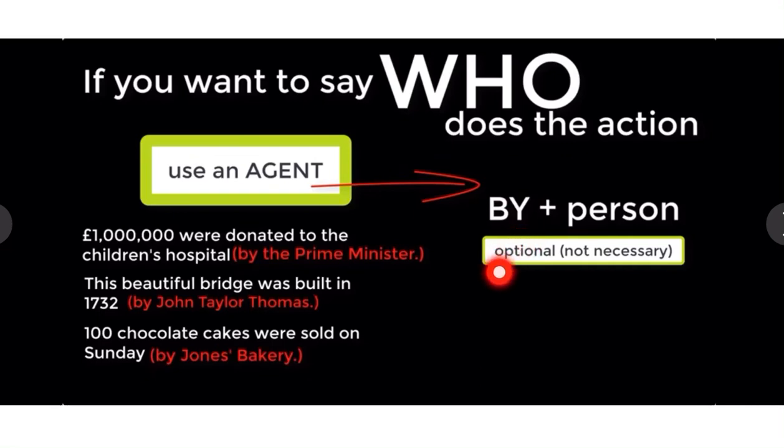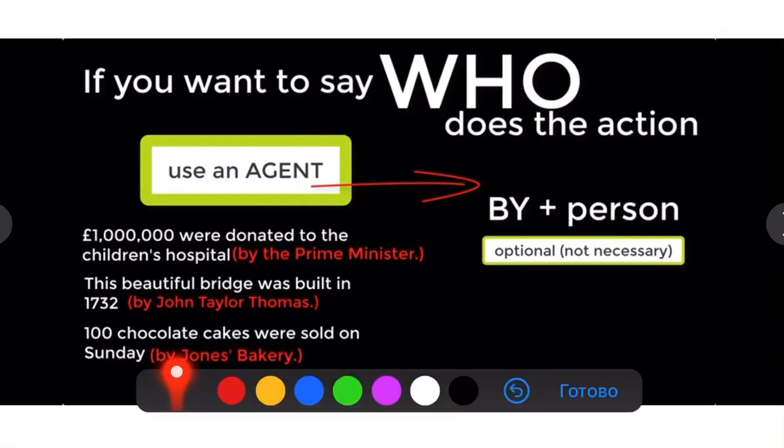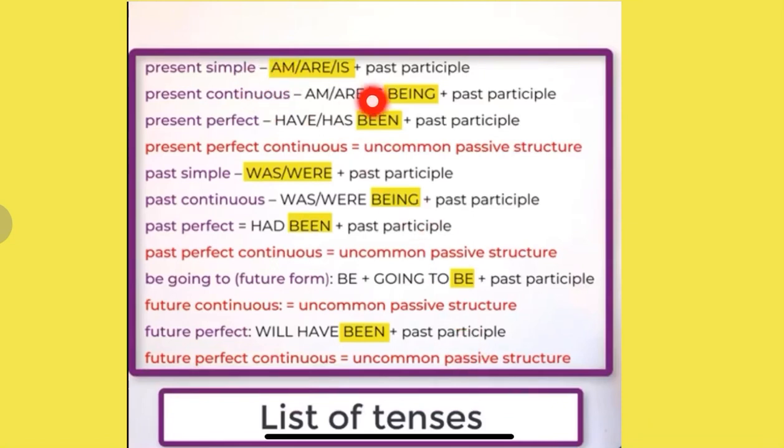For example, 1 million pounds were donated to the children's hospital by the Prime Minister. This beautiful bridge was built in 1733 by John Taylor Thomas. 100 chocolate cakes were sold on Sunday by John's Bakery. And the formula. Present simple: am, is, are, plus past participle.